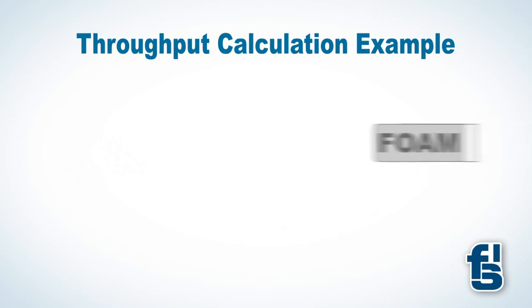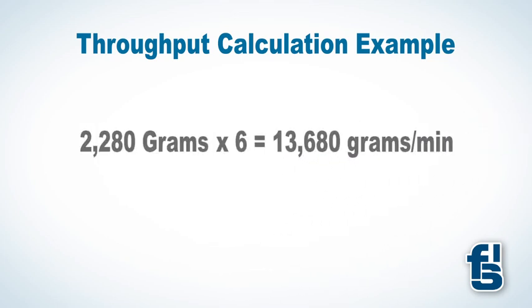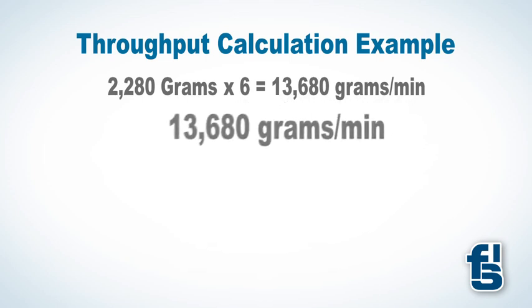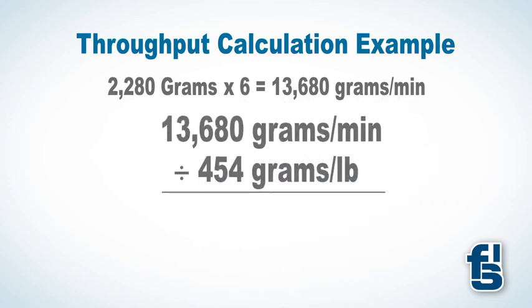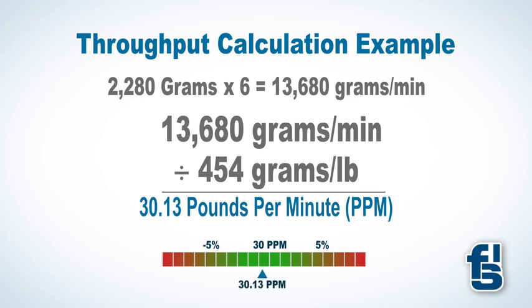Wait about 5 minutes until the foam is done rising, then weigh the foam on a gram scale. In this example, the foam weighs 2,280 grams. Since we want a pounds per minute value, multiply the weight of the 10-second shot by 6 to obtain a 60-second or 1-minute equivalent. In this example, we calculated a value of 13,680. Next, divide that value by 454 to convert the grams per minute into pounds per minute. In this example, the throughput of our 30 ppm gun is 30.13 ppm. The ppm is acceptable if it falls within 5% of the target throughput configured at initial setup.